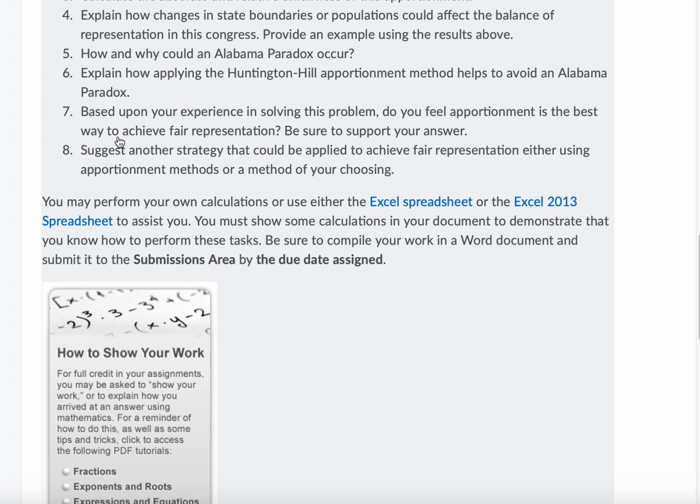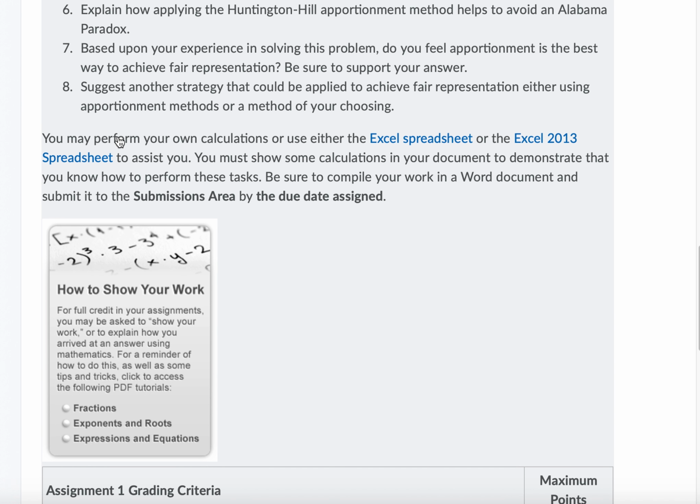Then, in number 7, this is your opinion. Your opinion. Is apportionment the best way to achieve fair representation? What do you think? Remember the changes in population. Remember the paradoxes. What do you think is the best way? And then maybe suggest another strategy. Maybe you've got a way you want to account for changes in population. Maybe you want to look at it every 10 years. There's no right or wrong answer to 7 and 8, but I do need to see that you did them, okay?